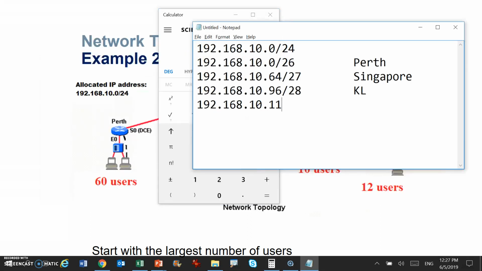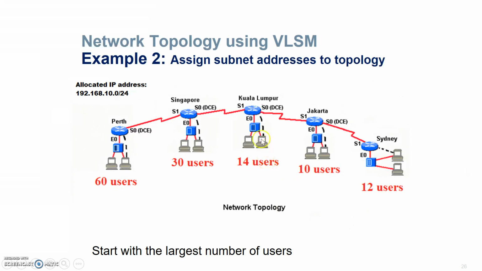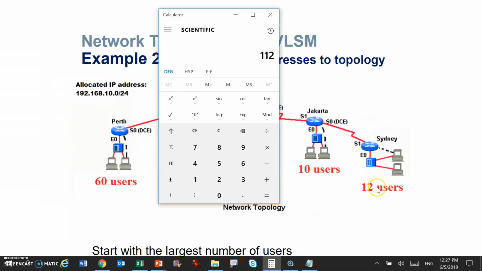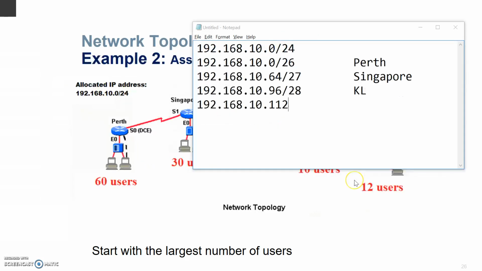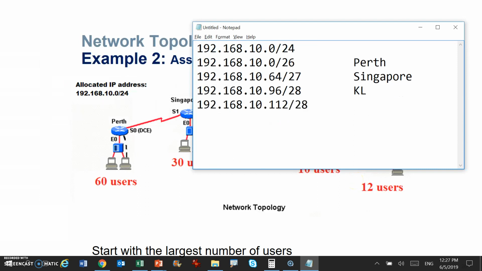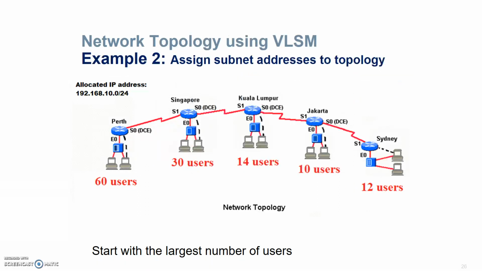That gives me 112. So KL is given, and now 112 shall be used for Sydney. Remember, we need to start with the largest number. So Sydney is bigger than Jakarta. This will be for my Sydney. Sydney needs 12 users. How many host bits do I need? Again, 2 to the power of 4 gives me 16 minus 2, 14. 2 to the power of 3 is not enough, it's only 8. So 2 to the power of 4. It's the same subnet mask or prefix, and this is for my Sydney.